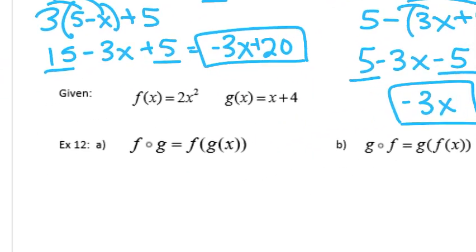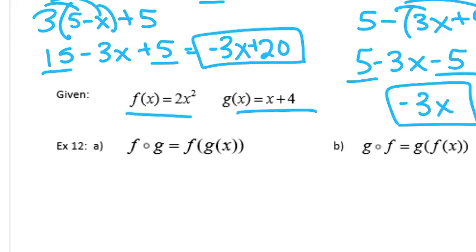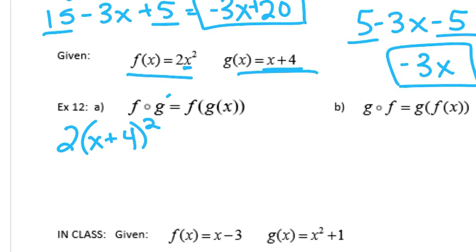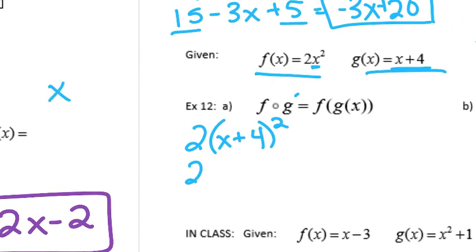Okay, we have, again, new functions, so pay attention to those. So we're going to do f of x, g of x, so f of g of x. So that's going to be 2, and everywhere I see the x, I'm going to plug in this x plus 4. X plus 4 squared. So x plus 4 squared is like saying x plus 4 times x plus 4. So it's going to be 2. If you have forgotten, x plus 4, x plus 4.